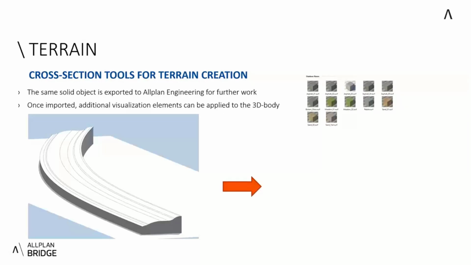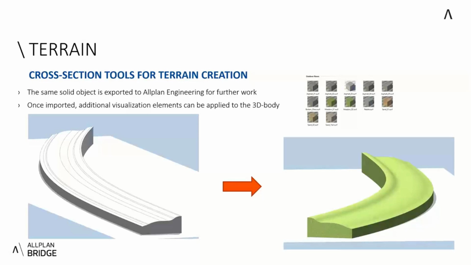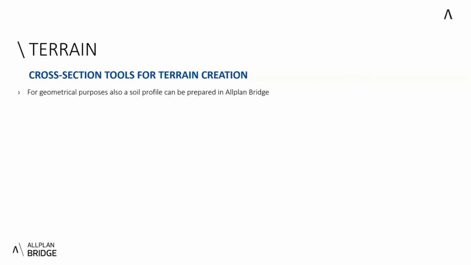But by making use of additional visualization elements that can be applied to the 3D body, we can create a nice, let's say, grass representation of our model. We can also, for example, for geometrical purposes, create a soil profile, which can already be prepared in Allplan Bridge. And for this, I have used the same terrain model, and you've seen I have prepared basically two soil profiles. I could go more into detail on this, but for the sake of the presentation, it's enough that we have two different soil profiles.